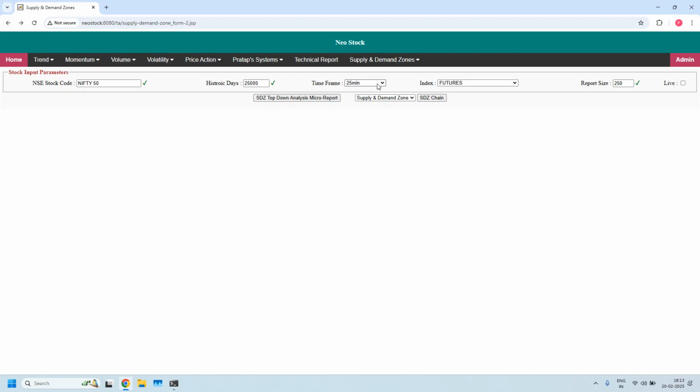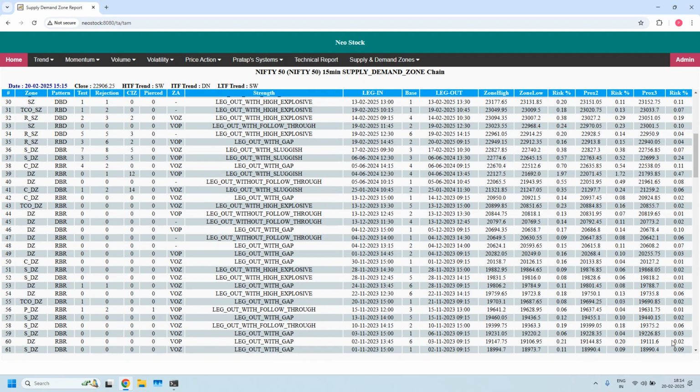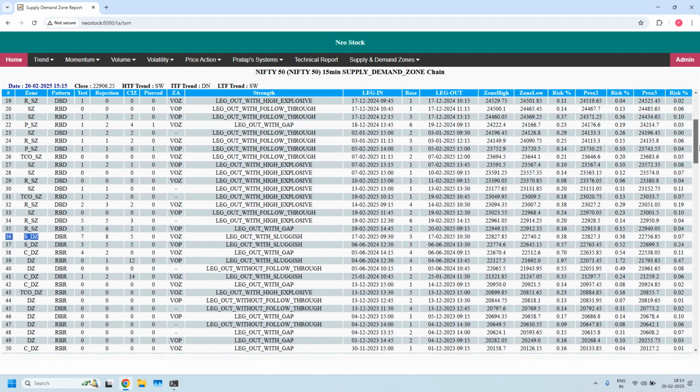Next, 15-minute supply demand zone chain for Nifty. All are supply zones. I'm scrolling the list down. Serial number 36 is the nearest demand zone to the current closing price. Let me put it in the center. Okay.